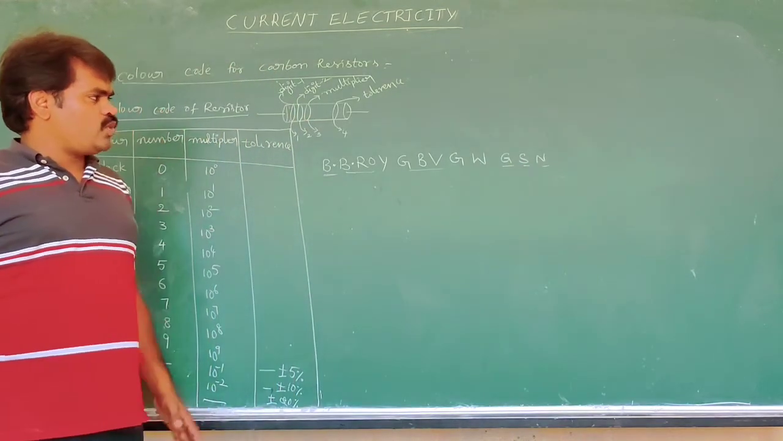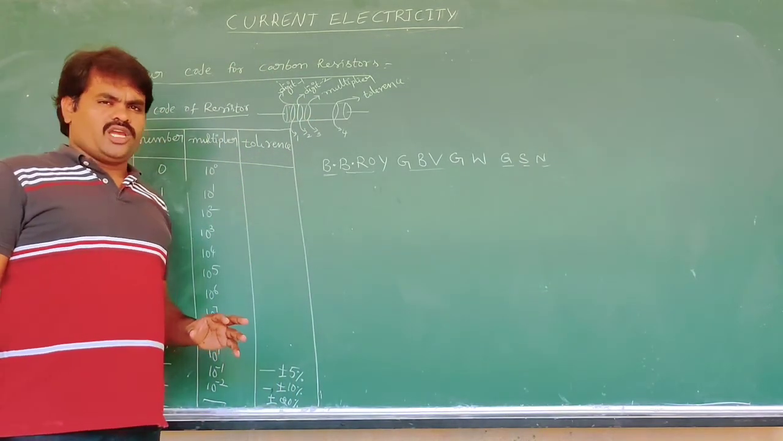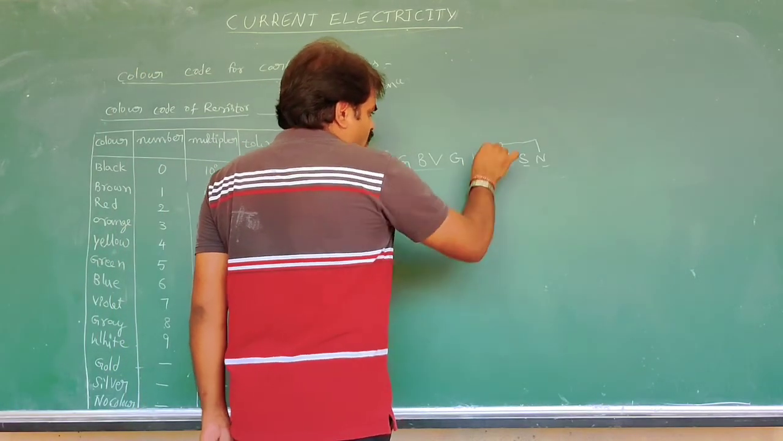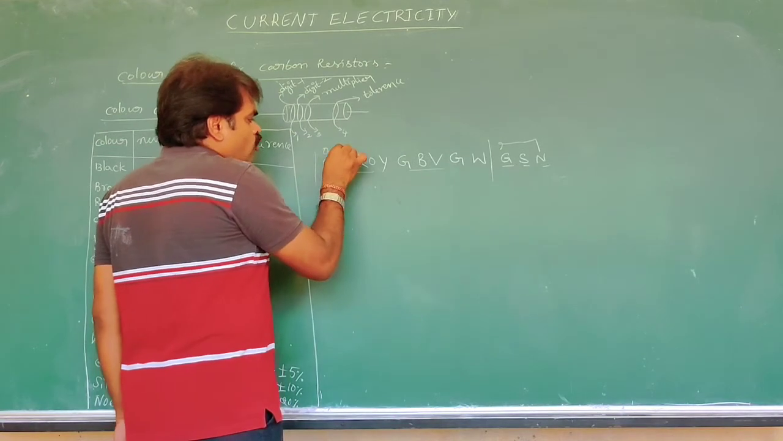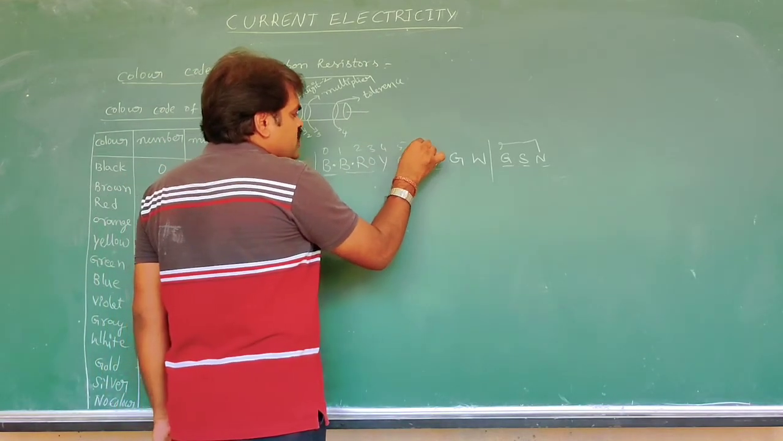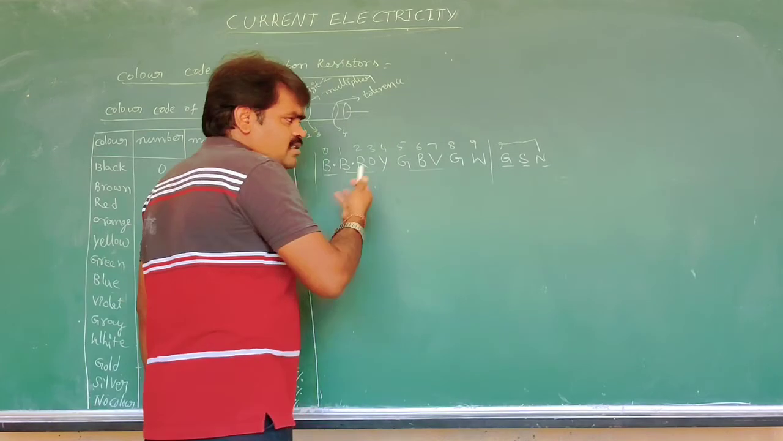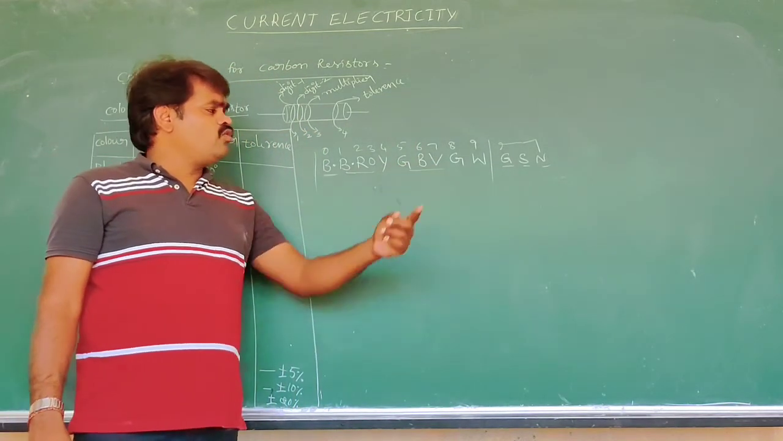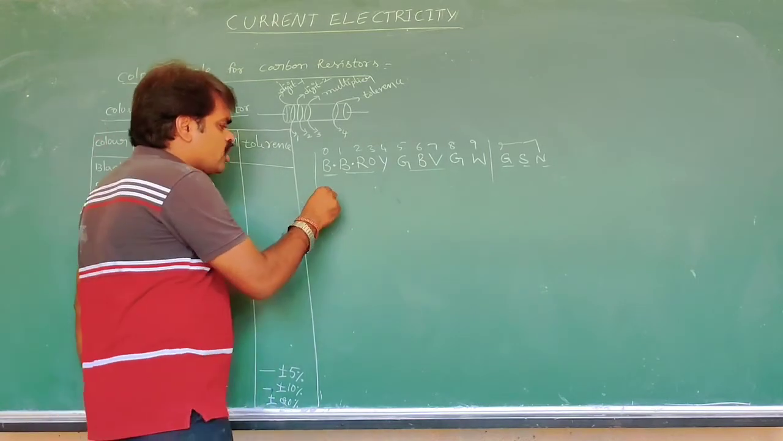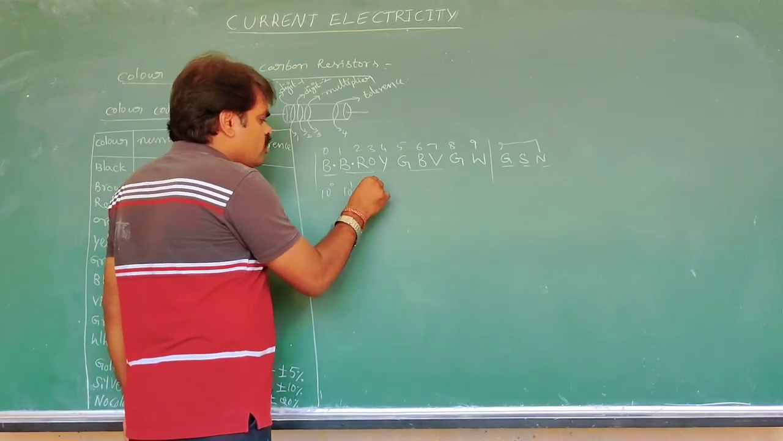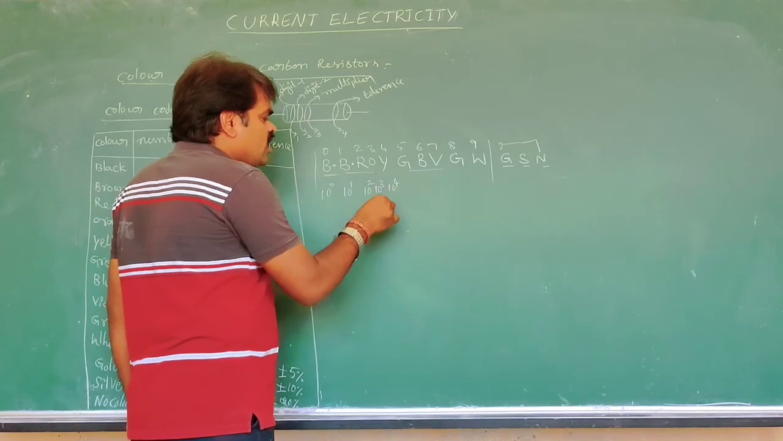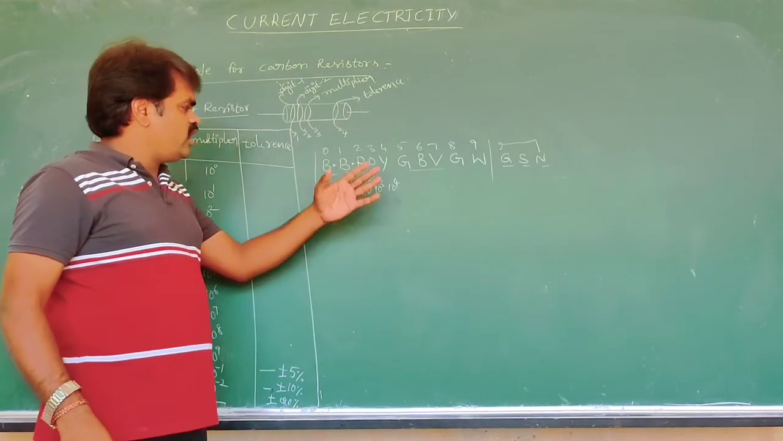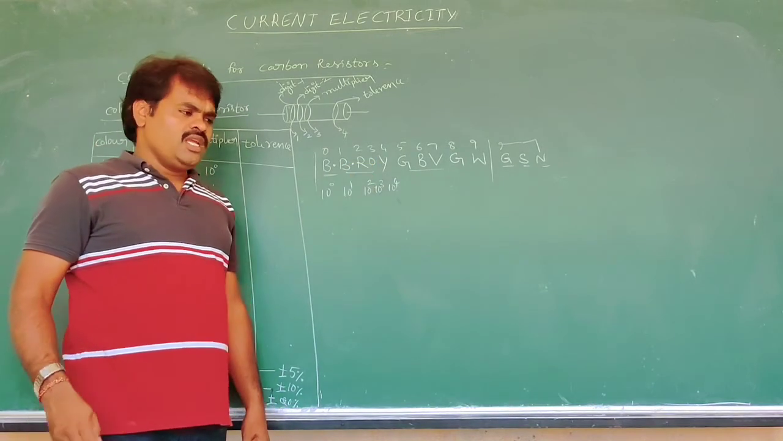By using this, we can simply find that the last three are the tolerance. Up to here, 0, 1, 2, 3, 4, 5, 6, 7, 8, 9 is the number order: B.B. Roy, Great Britain, very good wife. Multiplier means 10 to the power of 0, 1, 2, 3, 4, that is, 10 to the power of the color code number. If we write it, we can easily find it.